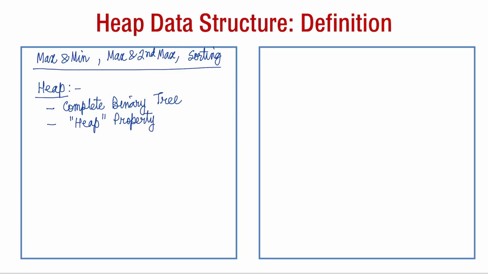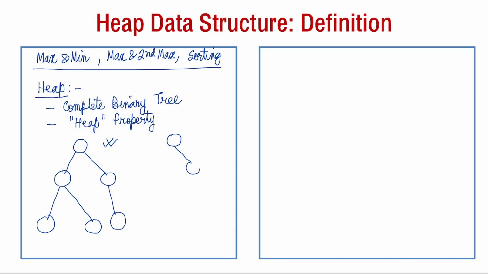When we say it is a complete binary tree, we mean that every node at all levels except the last level, and that too the end nodes at the last level, always have two children. That means if this is a binary tree, then this is a complete binary tree, even though this node does not have a last child. So this is a complete binary tree.